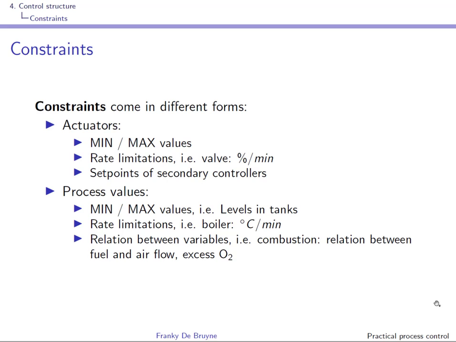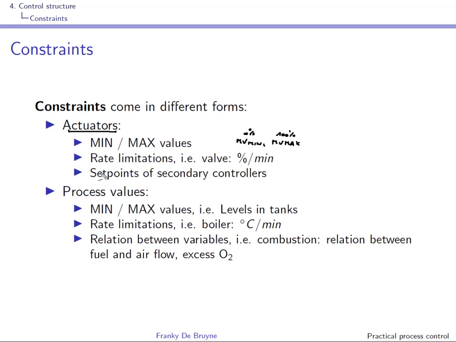Well, constraints come in different forms. First of all, we have the constraints on the actuators, right? And we have absolute limits, MV min and MV max. In the example of a valve, MV min is of course 0% opening and MV max is 100% opening. But you also have limitations on the rate, so the speed of the opening of the valve. For instance, a valve might open at a maximum speed of 10% per minute, for example.